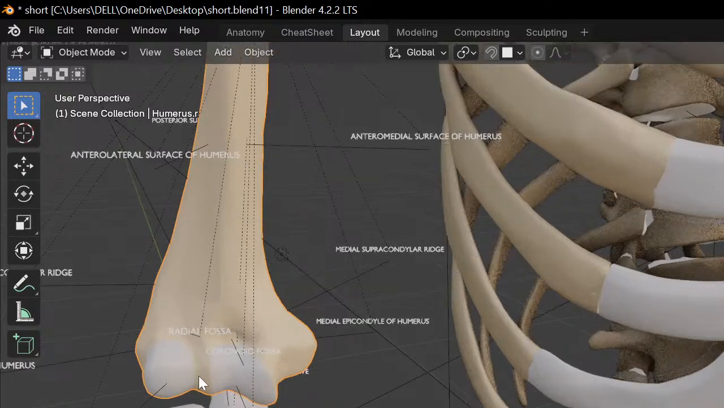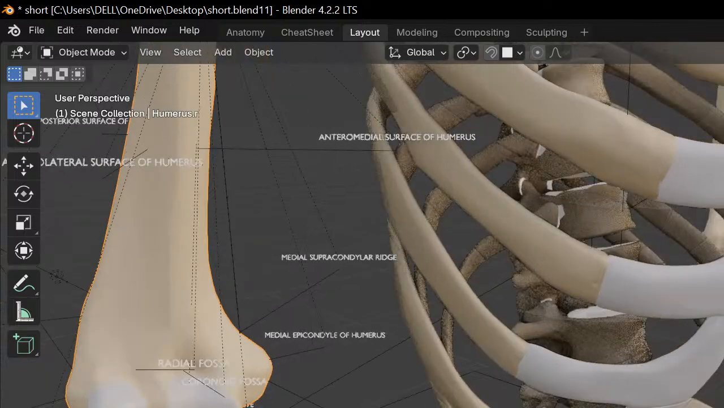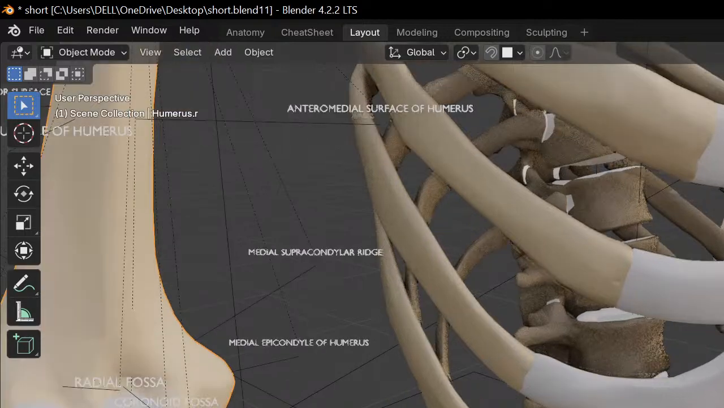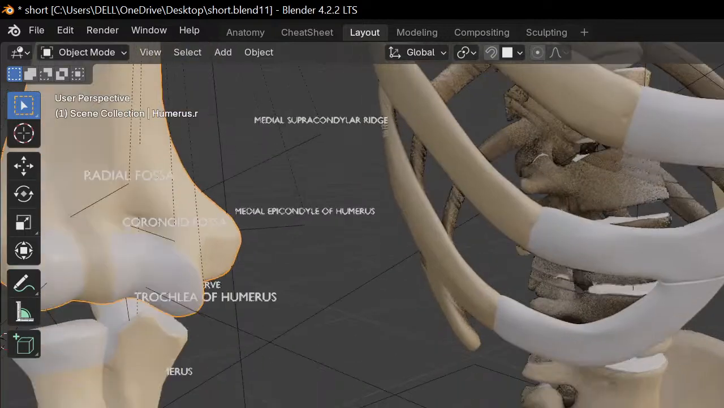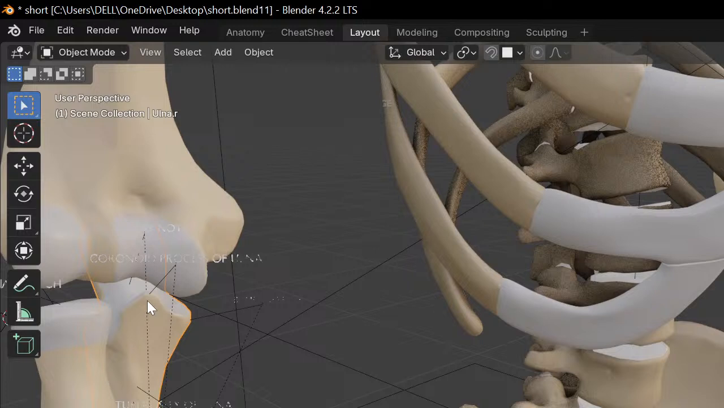Above the trochlea, there's the coronoid fossa. The coronoid fossa accommodates the coronoid process of the ulna. Now, we've not talked about the ulna yet, we are coming to it, but if we see this projection on the ulna, this projection here is known as the coronoid process.